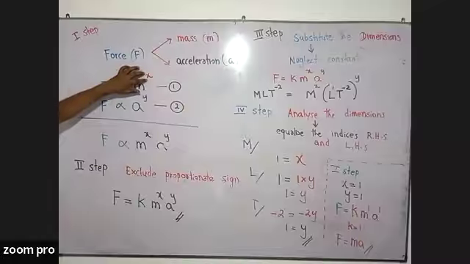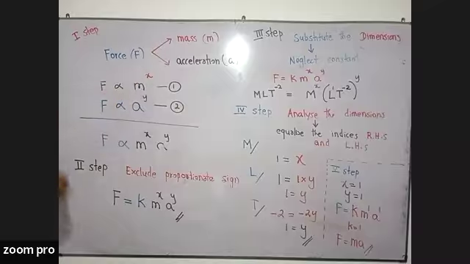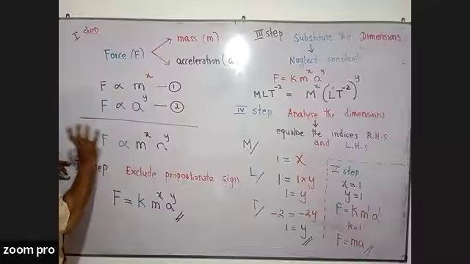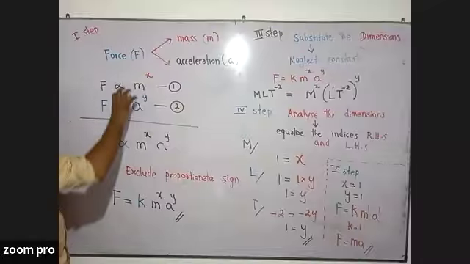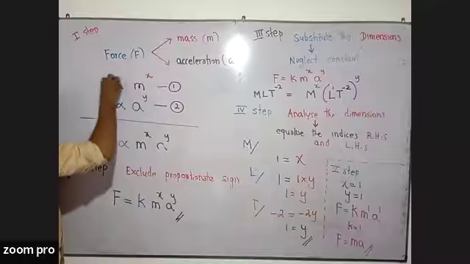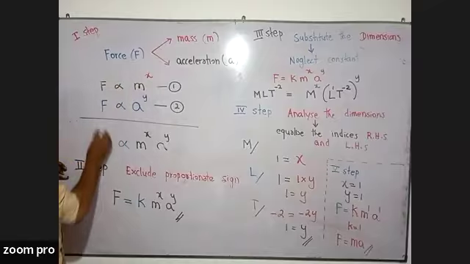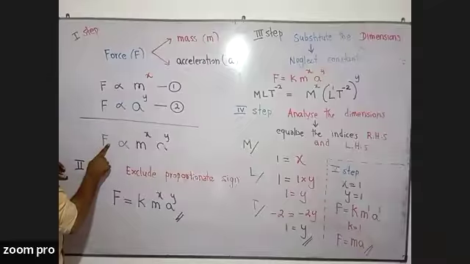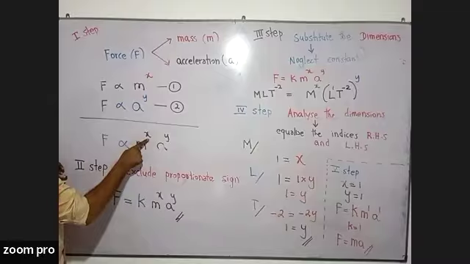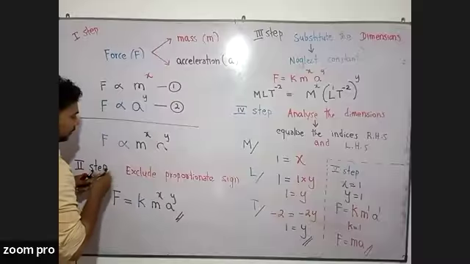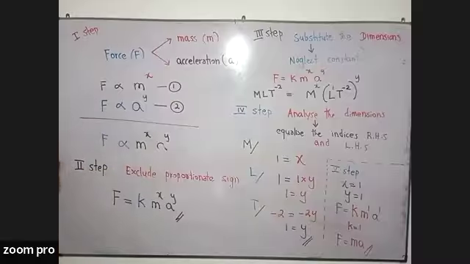Likewise, you can use x or y, or any kind of symbols. Then, by combining these two equations, because both of these equations give an idea about the force, force is proportional to m to the power of x and a to the power of y. Then the second step is to exclude the proportionality sign by applying an equal sign and a constant.